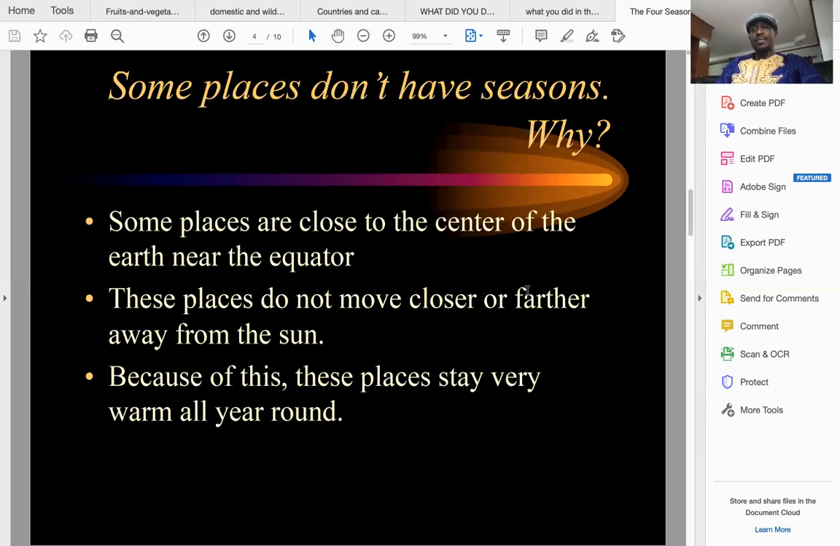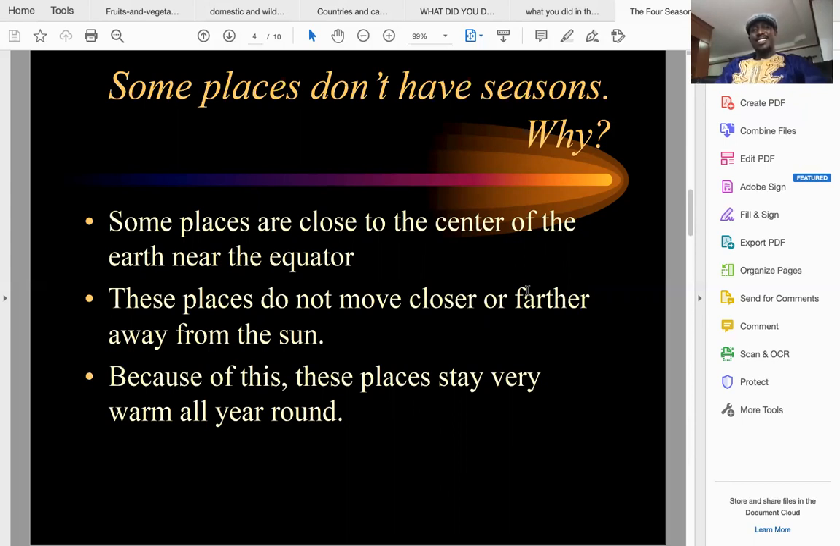Okay, some places don't have seasons. Why? We also talked about this in our last class when we were talking about seasons, right? Some places are close to the center of the earth, near the equator. The equator, do you know what is the equator? The equator is the line that passes across the earth, okay? You are going to learn that when you get to higher classes. Now, don't worry about that now. Then when you get to the higher classes, you're going to know more about that.